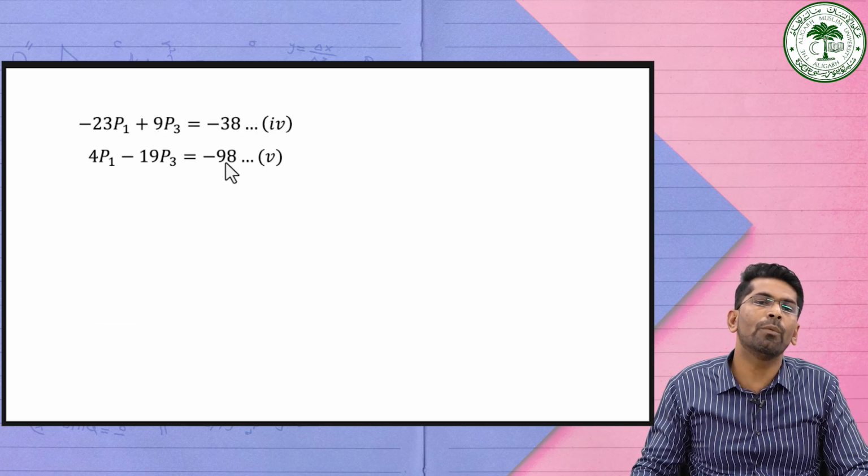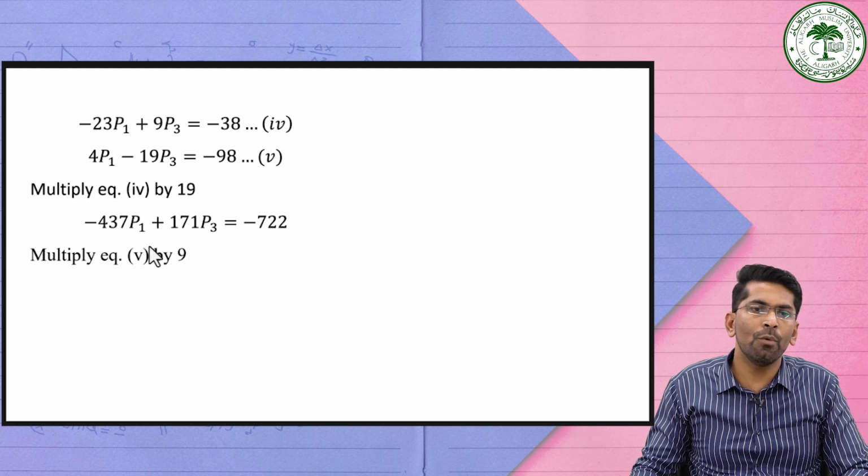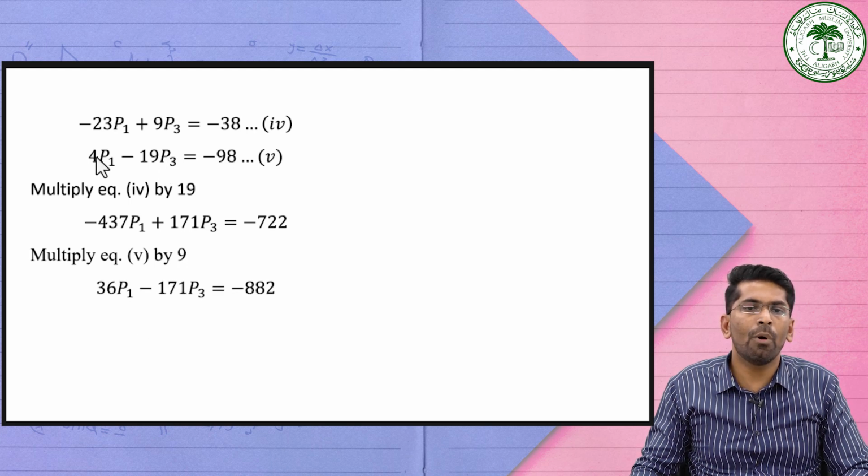Solving this two variable case using the elimination method, I am going to multiply equation number 4 by 19, so it becomes -437p1 + 171p3 = -722. Similarly, multiplying equation number 5 by 9 so that p3 has the same coefficient, it becomes 4 into 9, which is 36p1, minus 19 into 9, which is 171p3, equal to -882.